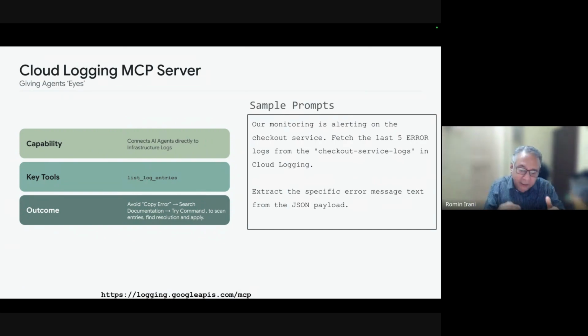If you're logging JSON objects into your logs, you can say for that value equal to this, and it can even get that. So in this case, I've got very specific checkout service logs. That's a log name under which I'm just saying from there, go and get me the last 5 error logs. Imagine now combining this with developer knowledge server.